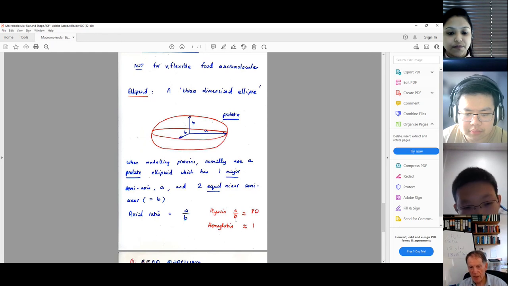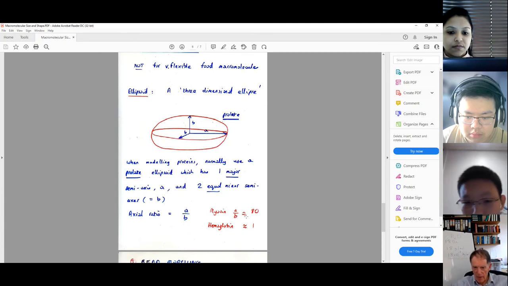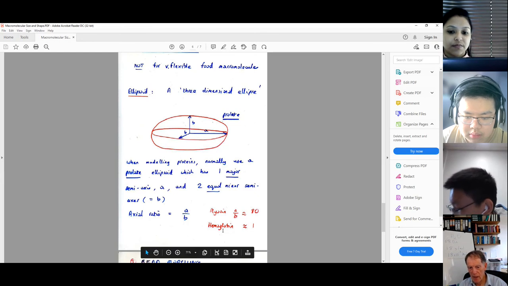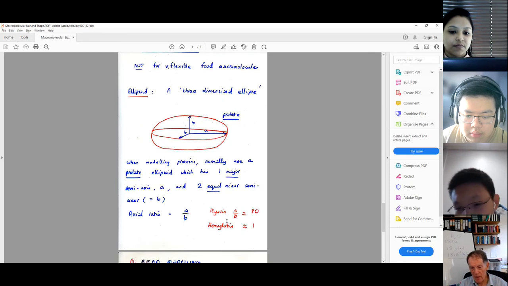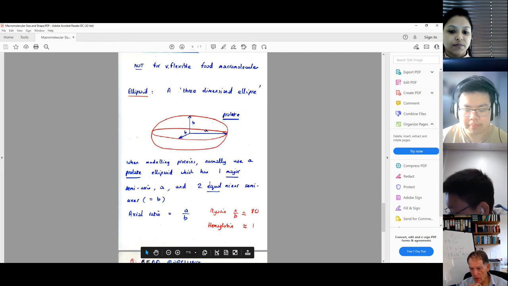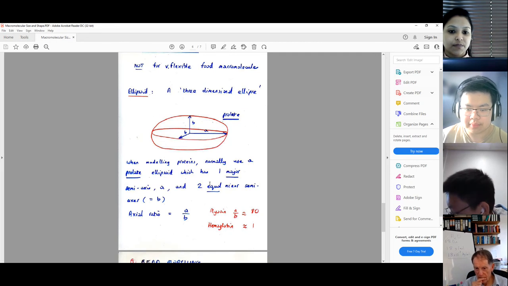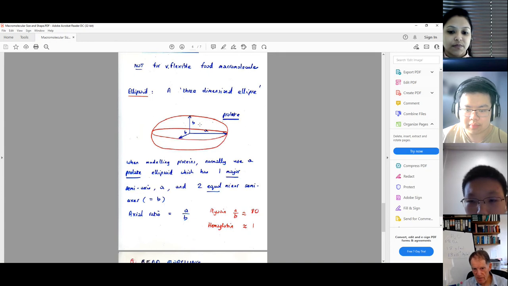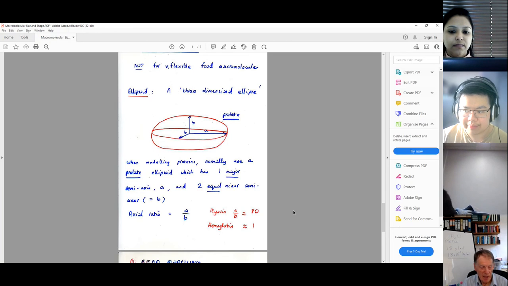So myosin has a very long rod-shaped molecule, with an axial ratio of about 80, a very high axial ratio. Whereas hemoglobin, a very compact globular molecule, almost spherical, has an axial ratio of 1. The lowest value you can get for this axial ratio is 1, which corresponds to a sphere, because A is always the long axis and B is always the short axis. So A over B is a very easy way of representing the molecular shape.